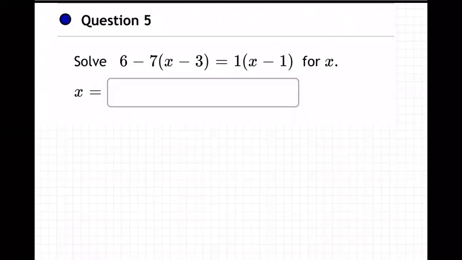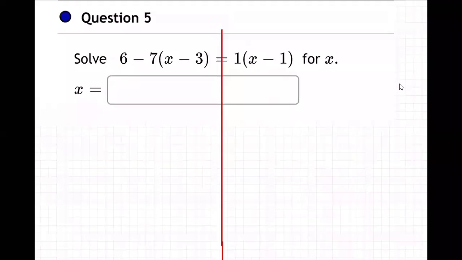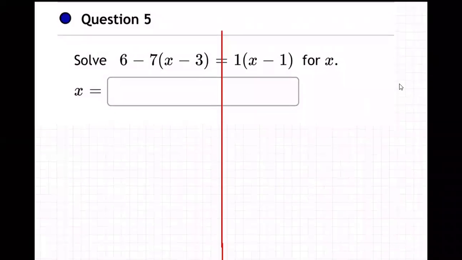Okay, so on this one, I'm going to again put in the wall of separation, separating the left side from the right side so we can see those. Okay. And now, what's the first thing we do? We distribute through the parentheses, right? Whenever we have parentheses.